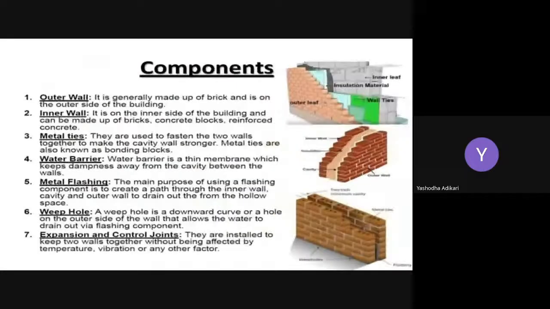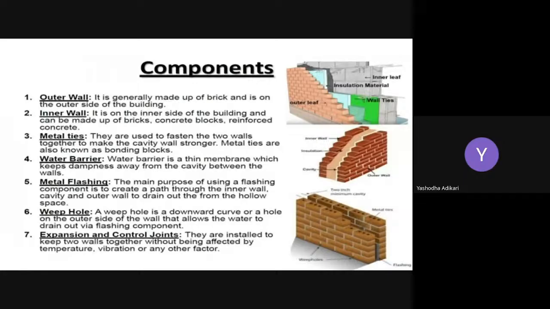Components of cavity walls. Outer wall. It is generally made up of brick and is on the outer side of the building. Inner wall. It is on the inner side of the building and can be made up of bricks, concrete blocks, reinforced concrete. Metal ties. They are used to fasten the two walls together to make the cavity wall stronger. Metal ties are also known as bonding blocks. Water barrier. Water barrier is a thin membrane which keeps dampness away from the cavity between the walls. Metal flashing. The main purpose of using a flashing component is to create a path through the inner wall cavity and outer wall to drain out from the hollow space. Weep hole. A weep hole is a downward curve or a hole on the outer side of the wall that allows the water to drain out via the flashing component.